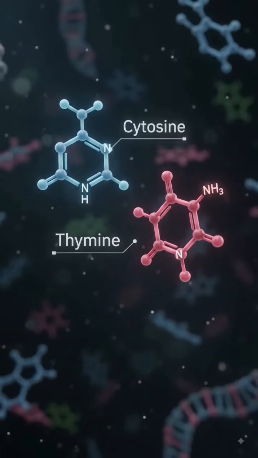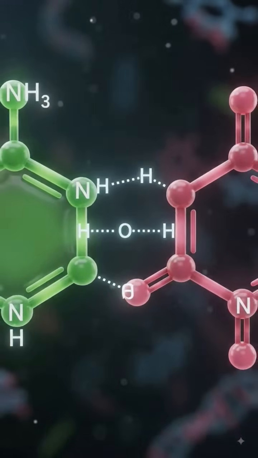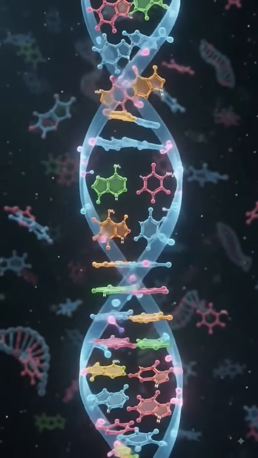DNA is formed by pairing specific bases. Purines must always join with pyrimidines. Adenine connects perfectly to thymine, while guanine binds only with cytosine. This creates the iconic double helix.